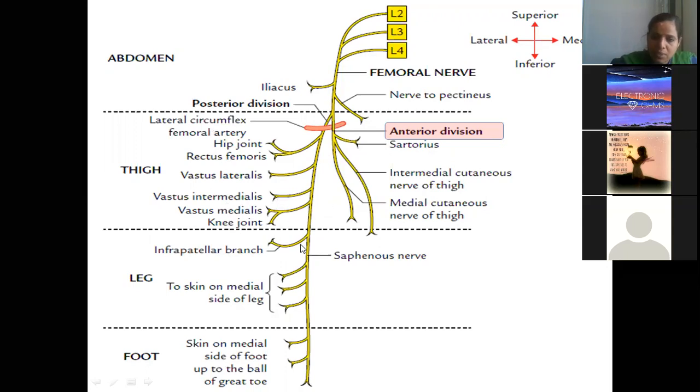Now, one cutaneous branch, its journey is continuing in the leg and foot. This I have shown you in the pictures many times. So it is supplying the infrapatellar branch and skin of the medial side of the leg, the saphenous nerve. It continues its journey to supply the medial side of the foot up to the ball of the great toe. So that is the saphenous nerve. The saphenous nerve is one of the cutaneous branches of the femoral nerve coming from the posterior division. Is that clear? Yes, ma'am.